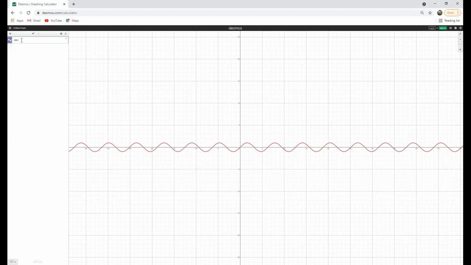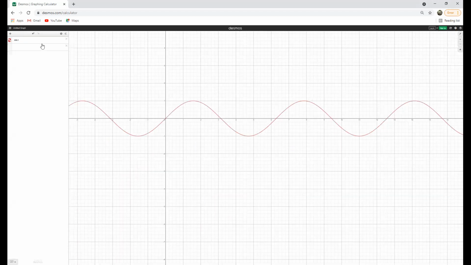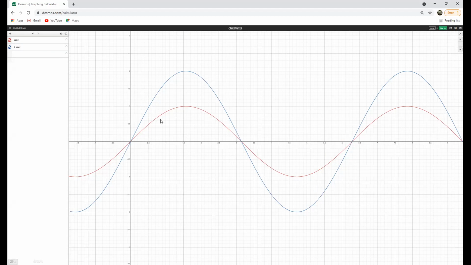Okay, suppose we make some changes to the sine function. This is my sine of x. We already know the behavior of sine. Now I'm going to have 2 times sine of x. Well, this is my sine function. The red graph represents the sine. The blue graph represents 2 times sine.